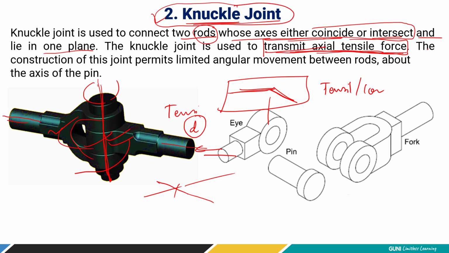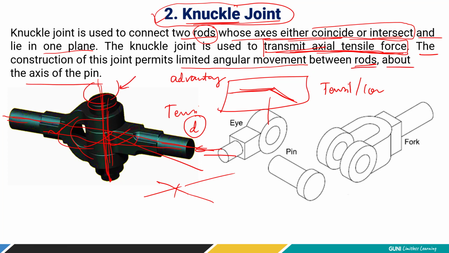Okay, the construction of this joint permits a limited angular movement. This is an advantage with respect to quarter joint. Right, ये गोल पिन है और simply it is a circular पिन है. Because of that you can have some angular deviation. जरूरी नहीं है कि एक ही लाइन में दोनों एक्सिस हो, थोड़े angular deviation चलेगा. Right, so it permits you limited angular movement between two rods about the axis of pin. जो pin है नकल पिन, तो इसकी एक्सिस की बात कर रहा हूँ, ठीक है?